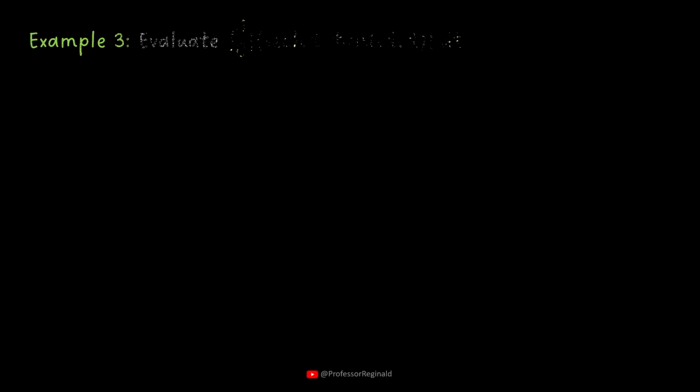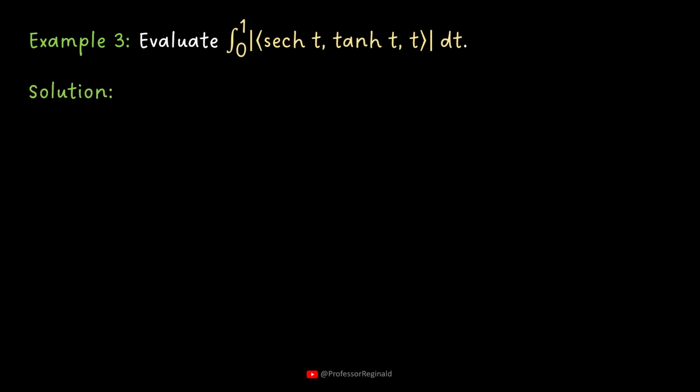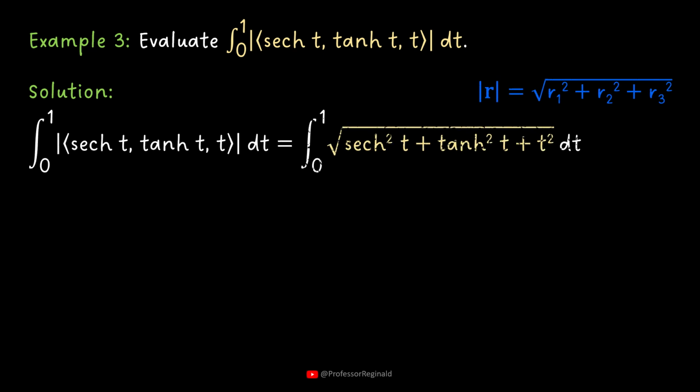Example 3. Evaluate the definite integral. Solution. The integrand refers to the norm of a vector-valued function, so we should use the formula for the norm of a vector. Because the vector-valued function is dependent on the parameter, its norm is going to be a function of the parameter. Simplify the integrand using a hyperbolic identity.